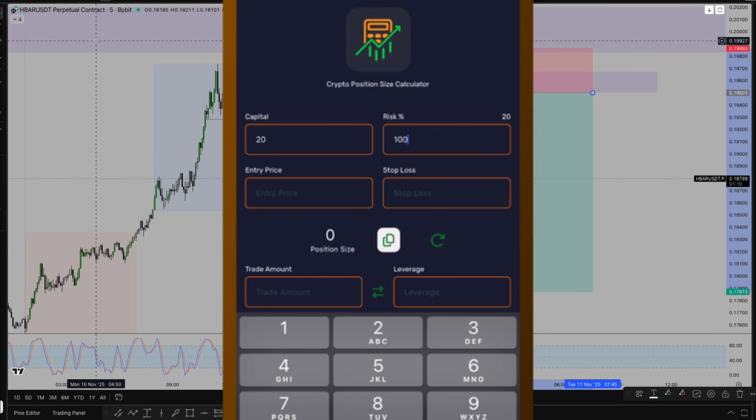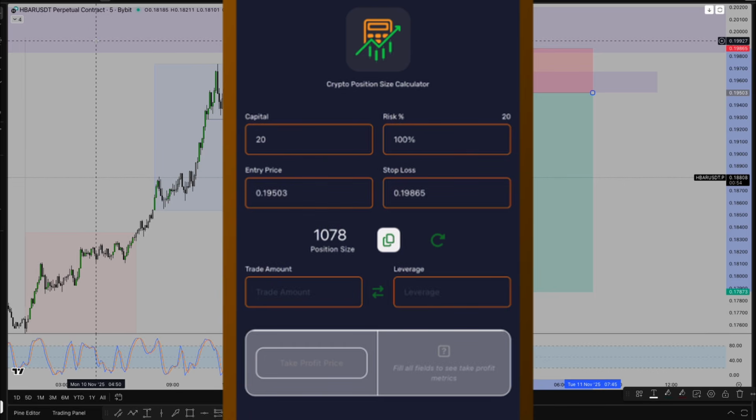So entry price is 0.19503 and stop loss price is 0.19865. So my position size is 1078. This is where a lot of people make mistakes. They think that when they say they want to risk $20, they just put $20 there, and wonder what is happening, and choose the wrong order.